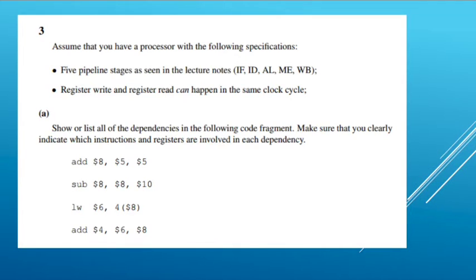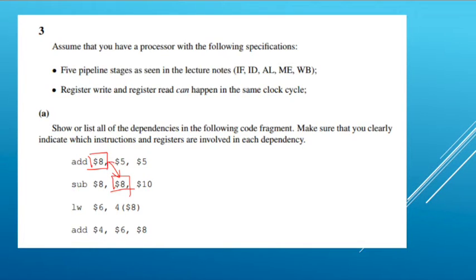And for this part, we need to pay attention to the registers that are being modified to see if they are being used in later instructions. So in the first line of code, we see that register number 8 is being modified. And in the second line of code, we see that register 8 is being used right away. So we have a dependency over here.